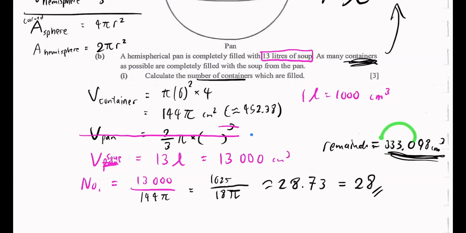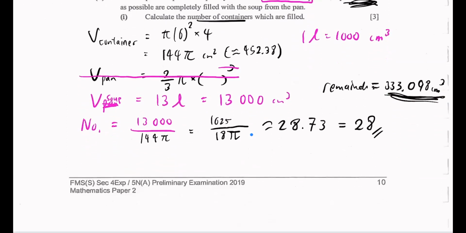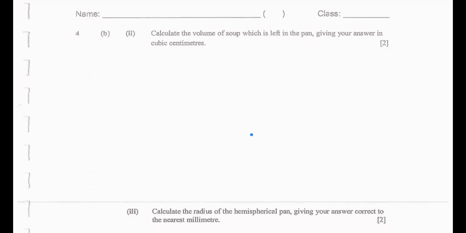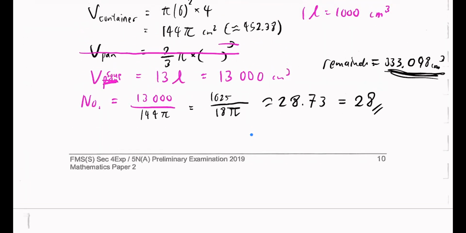Do you need me to explain how I got this? No, it's okay. Okay, let's move on. 4B. Calculate the volume of soup which is left in the pan. Oh wait, that was the question they asked. Okay, I'll just explain. We figure out the total volume in all 28 containers. This will be equal to 28 multiplied by the volume, 144 pi.